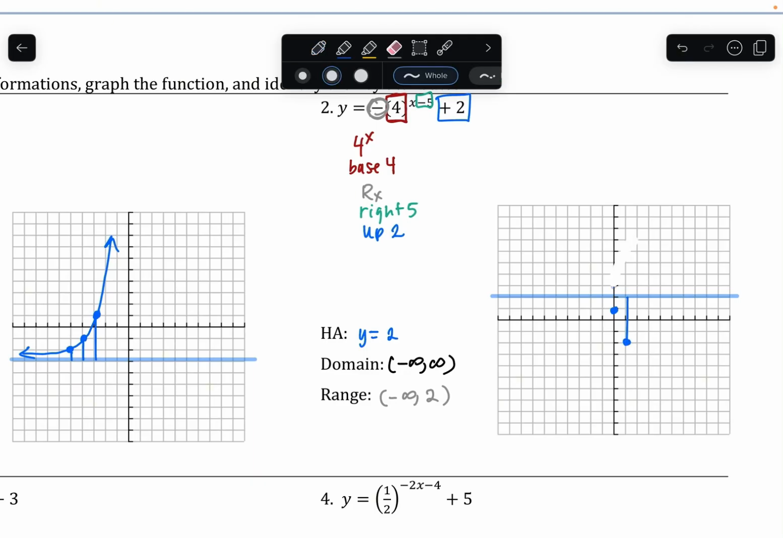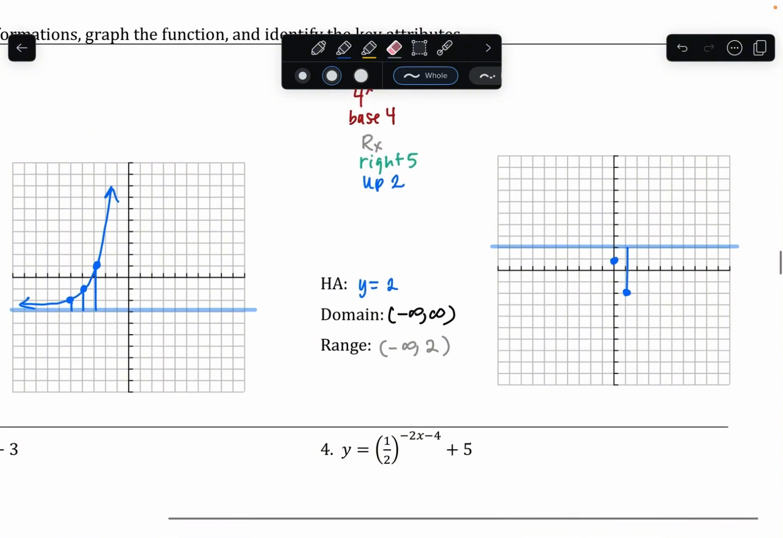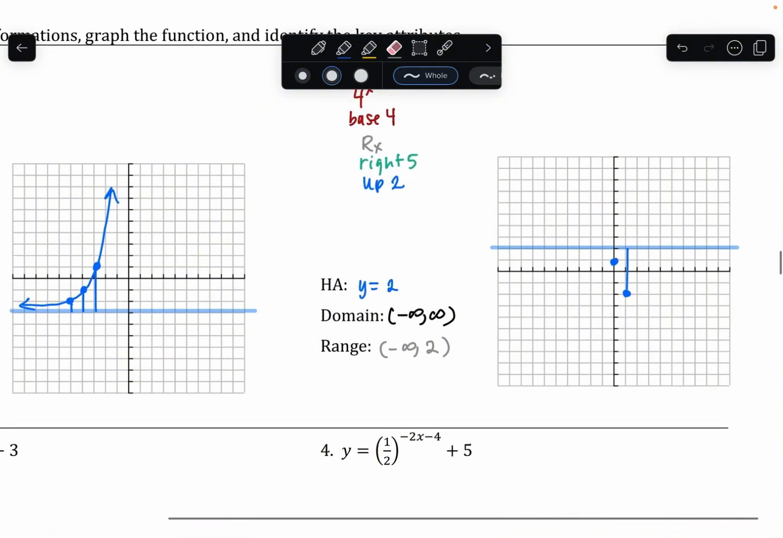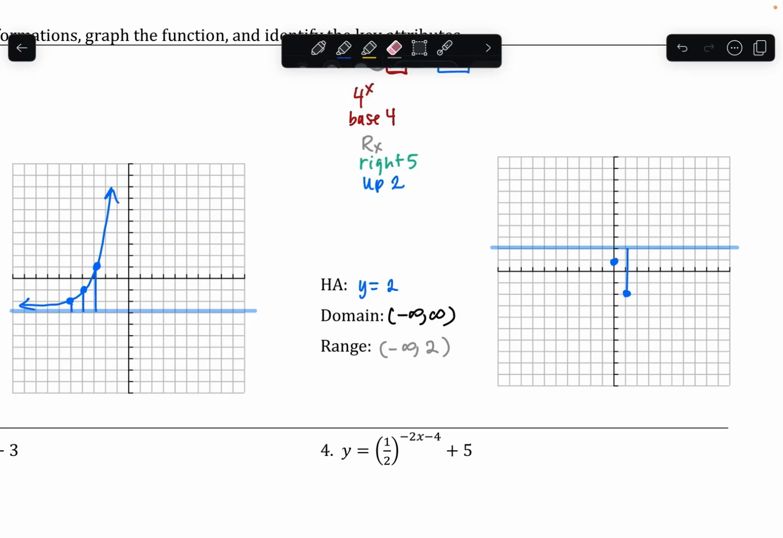So these aren't here. And then it has been moved right 5. We've already taken care of the up 2 by graphing the asymptote. So now we just need to take these points and move them to the right 5. So no longer on the y-intercept, your 1 away is right 5. Right here at the 5.